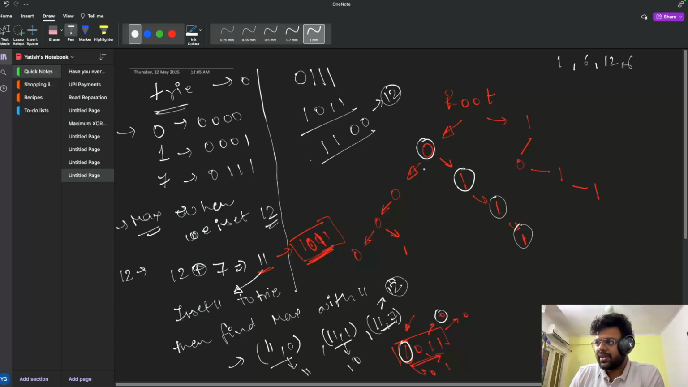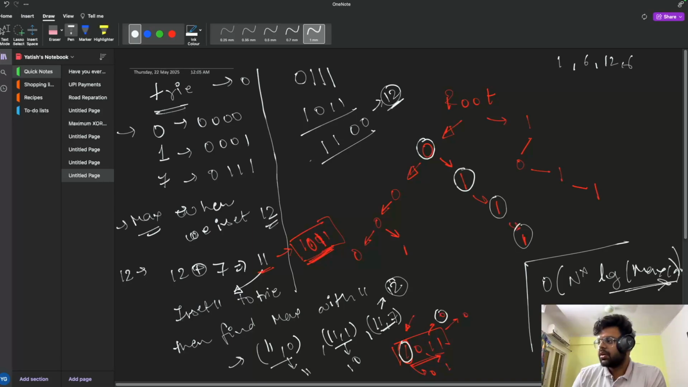So this is how the trie data structure would actually be helping us in finding the XOR very easily, and this would reduce our time complexity to big O of n times log of the maximum element of the array, because we would be inserting bits into the trie, and n is because we are inserting all the n elements once. And so this is how our time complexity will reduce from big O of 2 to the power n to this, approximately.